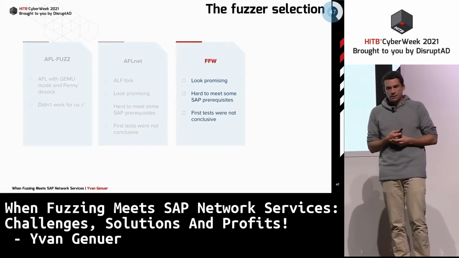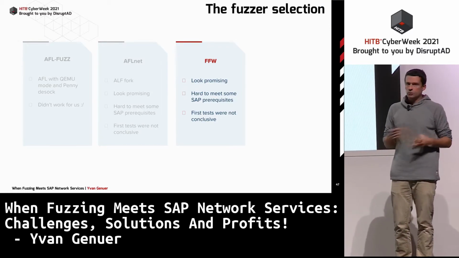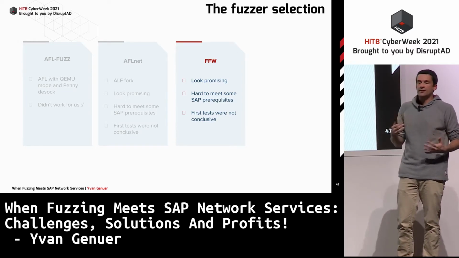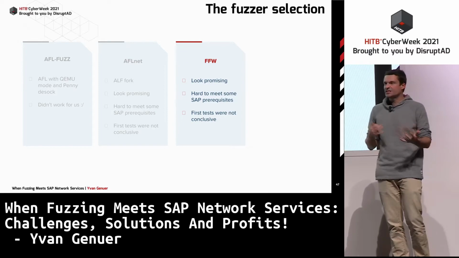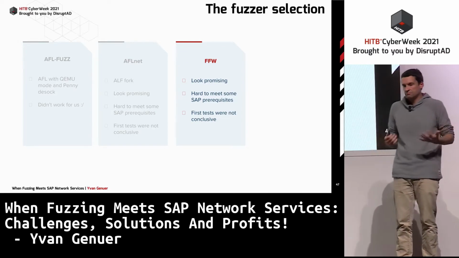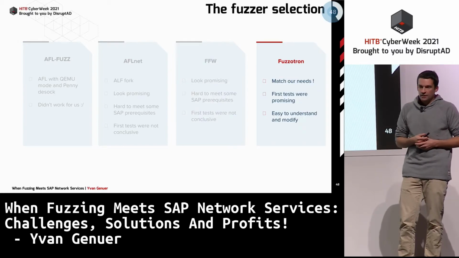After that, we tested FFW. It looks promising, but again, we did not find an easy way to solve the NI size problem. So the dumb fuzzer just fuzzes, and nothing happened.